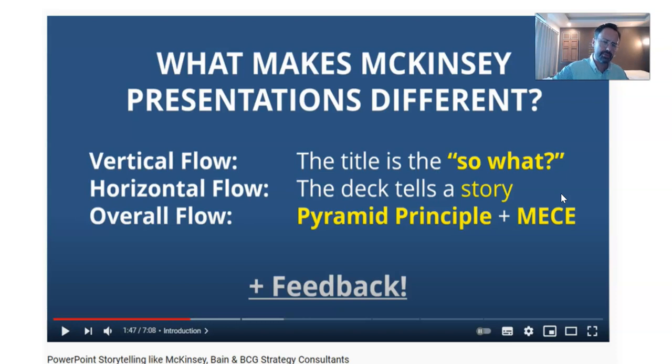business-to-business website. And there are three critical flows that are happening here when they do presentations. The first is the vertical flow. What McKinsey does is on any given slide, they have the title of the slide, which is a sentence or two, and it's the conclusion. It's a point that they're making. The rest of the slide is the proof that proves the point that is in the title.